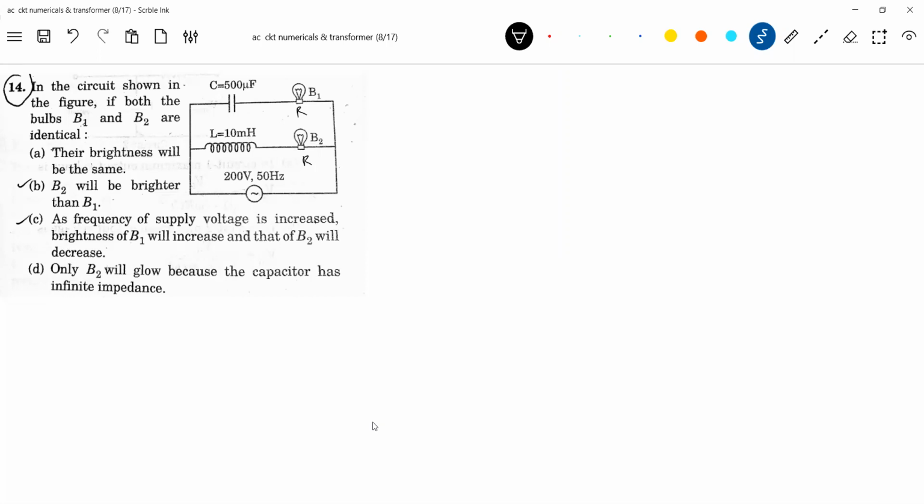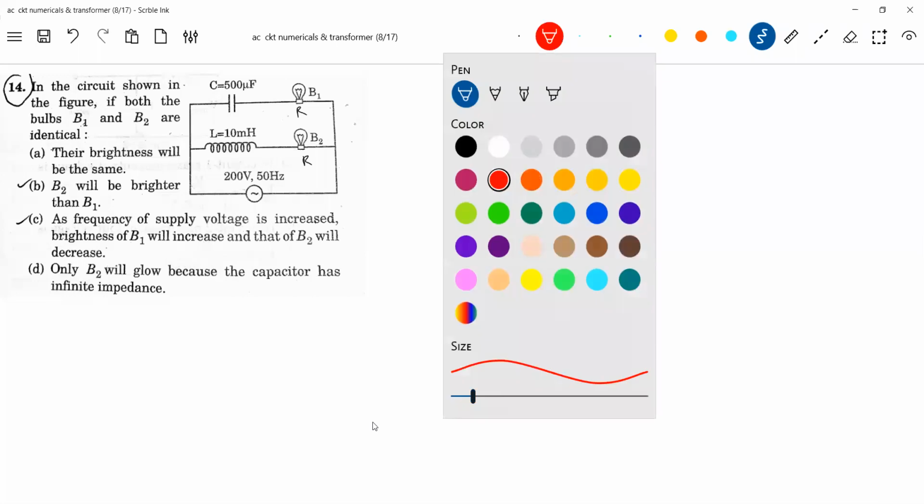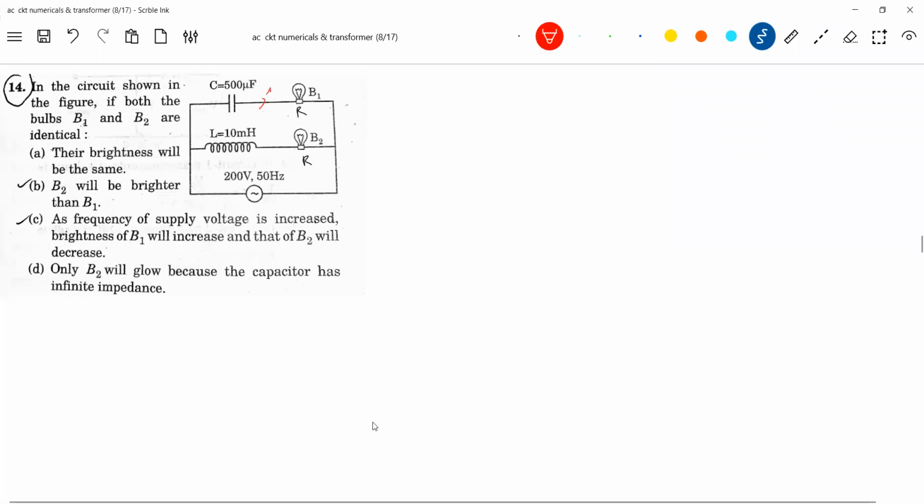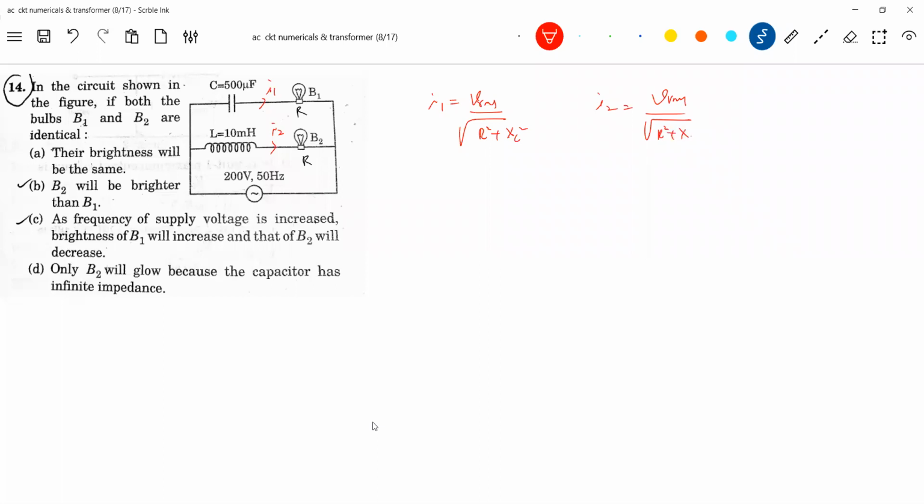Since they have the same resistance, can we say anything about the current flowing through them, the current in the branch? Because what is the power dissipated across the bulb? It depends on the RMS value of the current, here I1, I2. I1 should be equal to Vrms by Z1, where Z1 is the square root of R squared plus Xc squared. I2 is equal to Vrms by the square root of R squared plus XL squared.